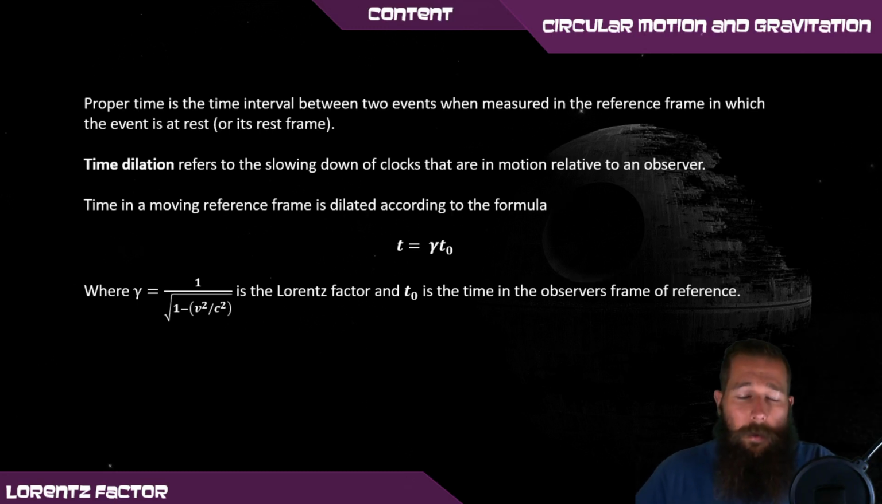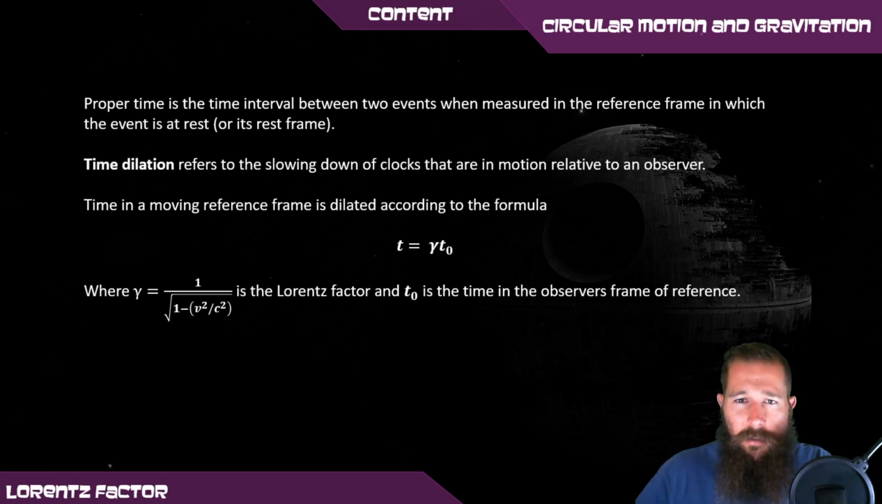To set this up, we'll start with a few definitions. Proper time is a time interval between two events that are measured in the reference frame which is at rest. Time dilation refers to the slowing down of clocks that are in motion relative to an observer. When we watched that Maxwell's Demon video, we saw that when we were moving, the clocks that we were looking at slowed down. Now we can actually calculate the dilation of time using the Lorentz formula. Have a look for this one on your formula sheet.